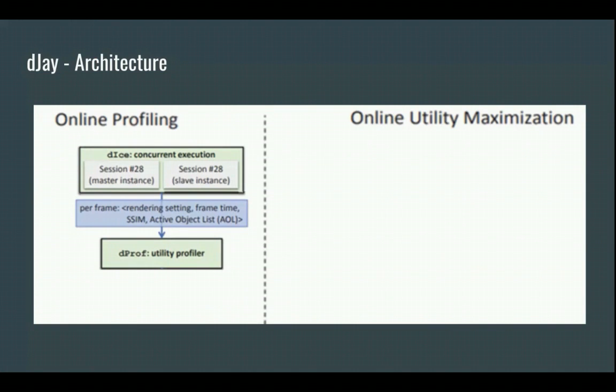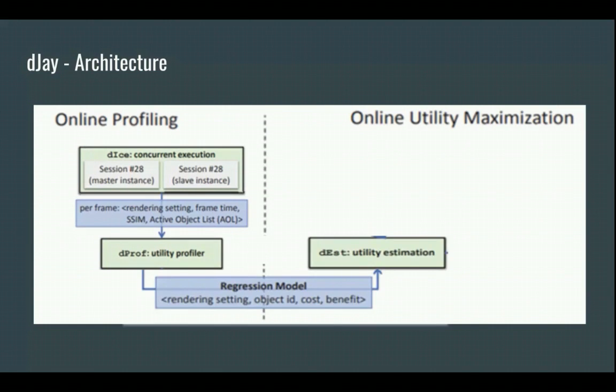So all these list values are given to DPROF, where the cost is mapped to different objects using the regression models. Now these values are given to DEST. Now DEST calculates the values of future frames that are built in different rendering settings. Next, the value of DEST is given as input to DOPT, which calculates the best rendering setting possible, which can be propagated to different sessions in the server.